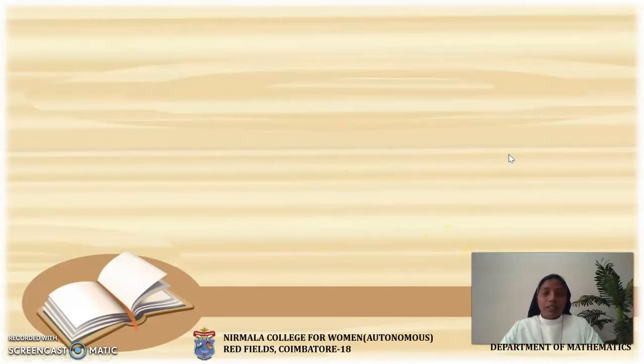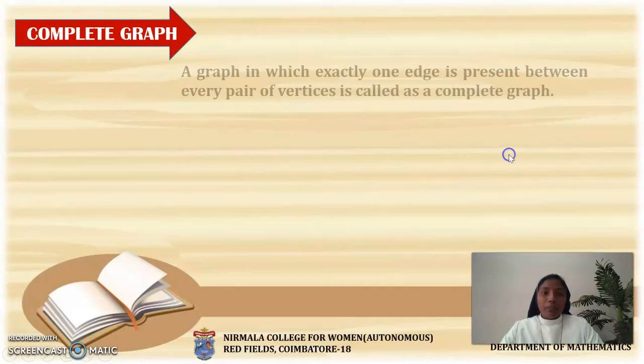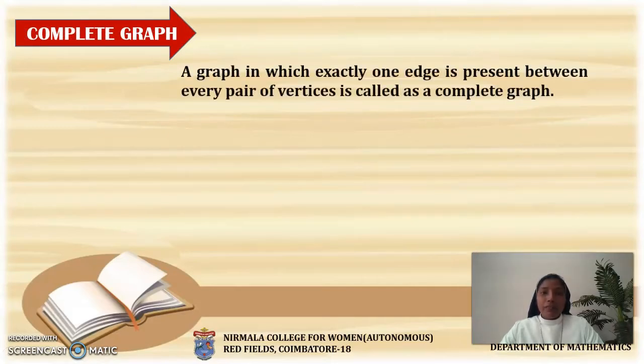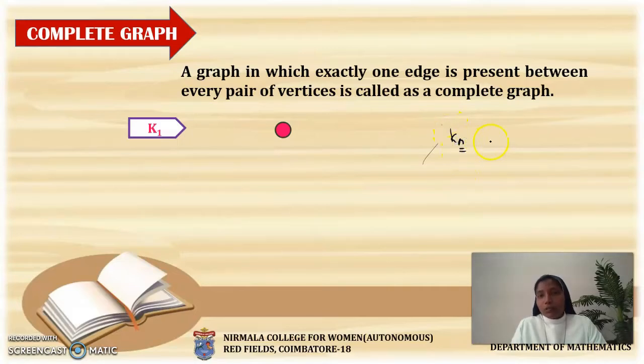Next, we define a complete graph, which is nothing but a graph in which every vertex is connected with every other vertex of the graph. For an example, if you consider K1, we have a single vertex, because generally we denote the complete graph by Kn, where n denotes the number of vertices of the graph. So, in K1, we find a single vertex. That graph is also called a null graph or empty graph.